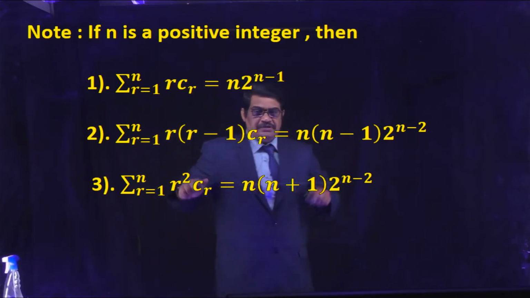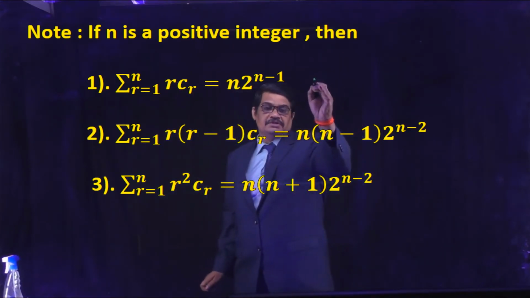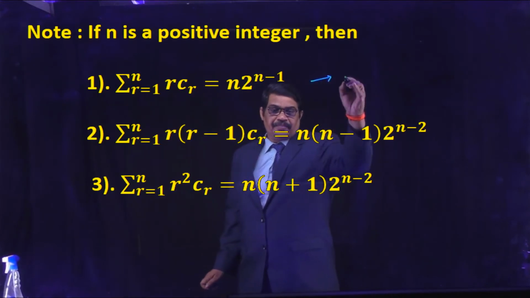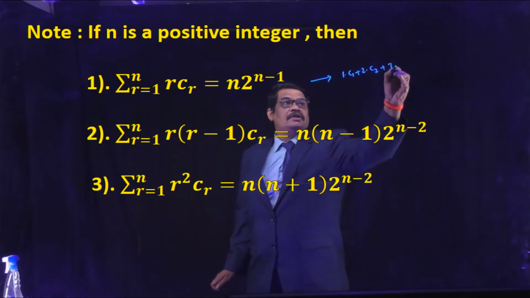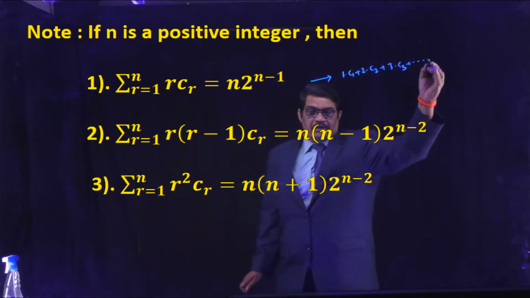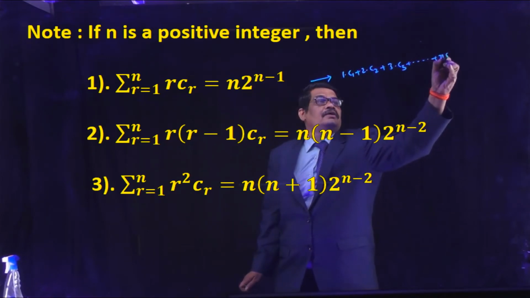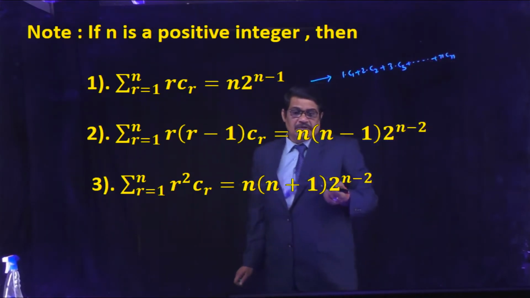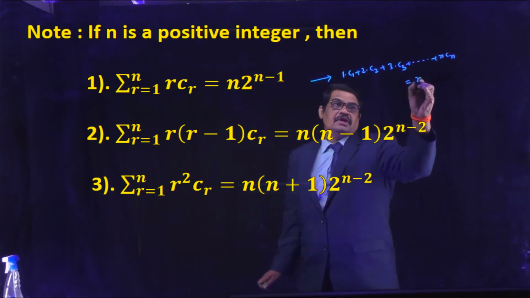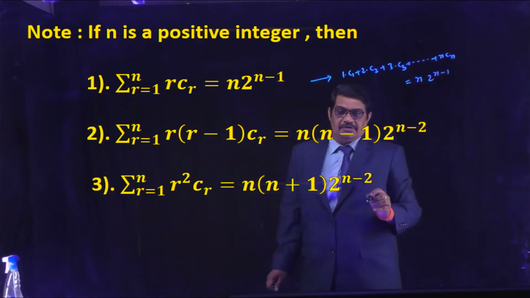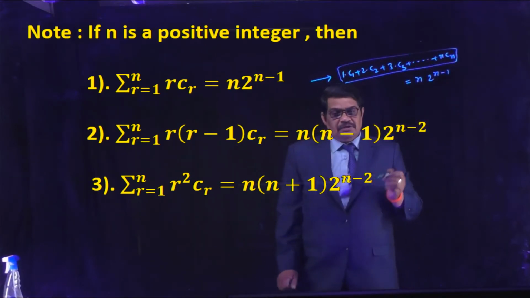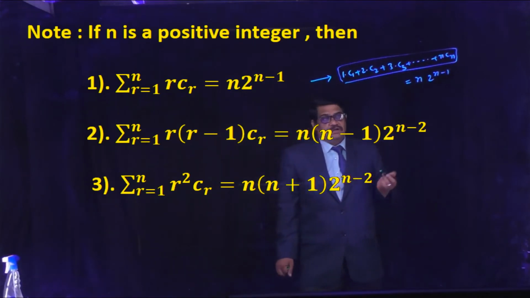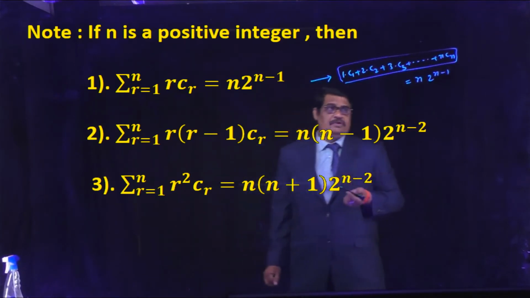So this is the result: 1 into C1, 2 into C2 and 3 into C3 and so on, n into Cn. That value we have taken is n into 2 to the power of n minus 1. This is the result: 1 C1, 2 C2, 3 C3 and so on, n into Cn. That value is n into 2 to the power of n minus 1.